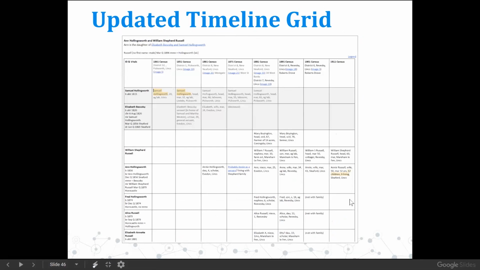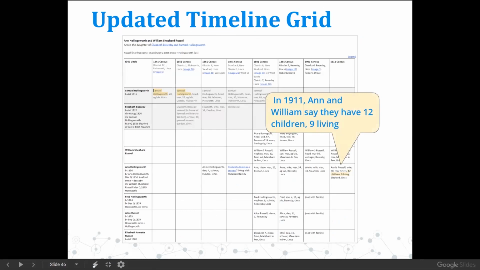But there's one thing I did want to point out that's going to be very important for the rest of our research walkthrough, and that is that in the 1911 census, Anne and William say that they have 12 children, but 9 are living. This is one thing I love about the 1911. It's actually the only English census that gives this information. In the United States, as some of you may be aware, both the 1900 and the 1910, if I recall correctly, give that information, but in England, we've just got this one census. So whenever somebody shows up in the 1911 census, that's definitely worth paying attention to.